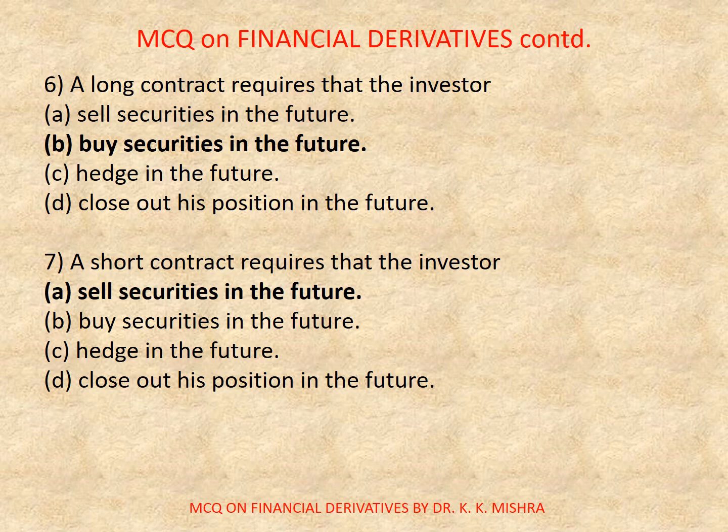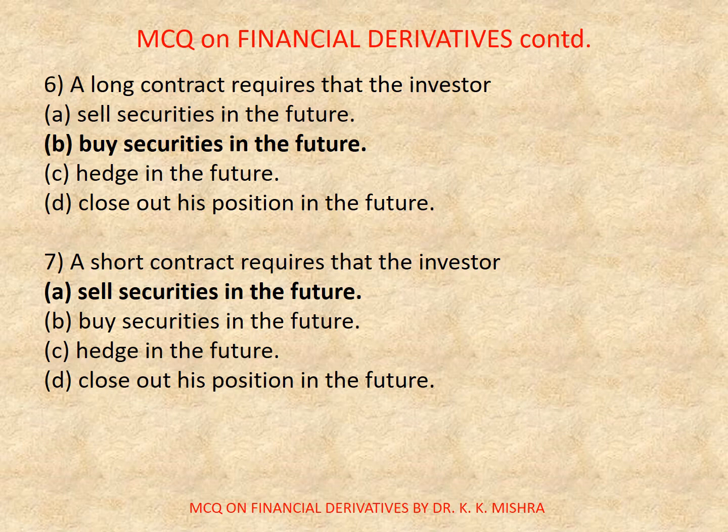A long contract requires that the investor, options are A. Sell securities in the future, B. Buy securities in the future, C. Hedge in the future, D. Close out his position in the future. Correct option is B. Buy securities in the future.